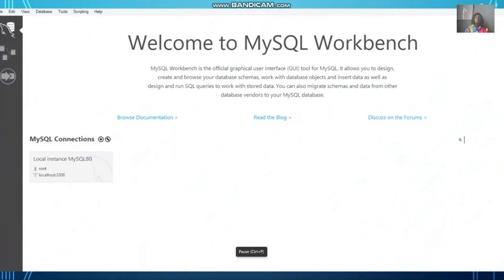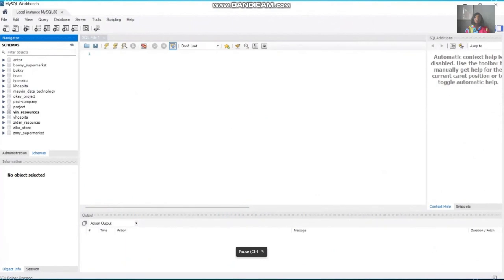So this is what the interface looks like. You see it, welcome to MySQL Workbench. Then this is the pure interface. In our next class, we will move into mastering the interface of MySQL.